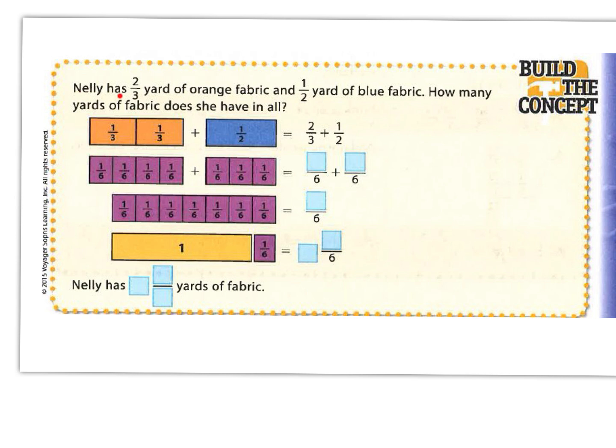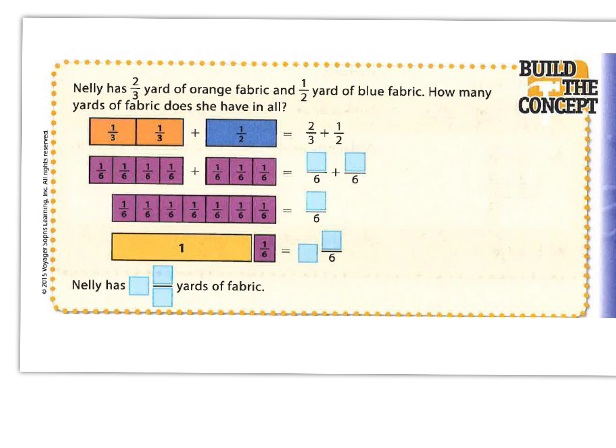All right, this says Nellie has 2/3 yard of orange fabric right here and 1/2 yard of blue fabric. How many yards of fabric does she have in all? 2/3 plus 1/2. Well, remember, they have different denominators, so you can't just add those. So what they did is they made equivalent fractions with 6 as the common denominator.